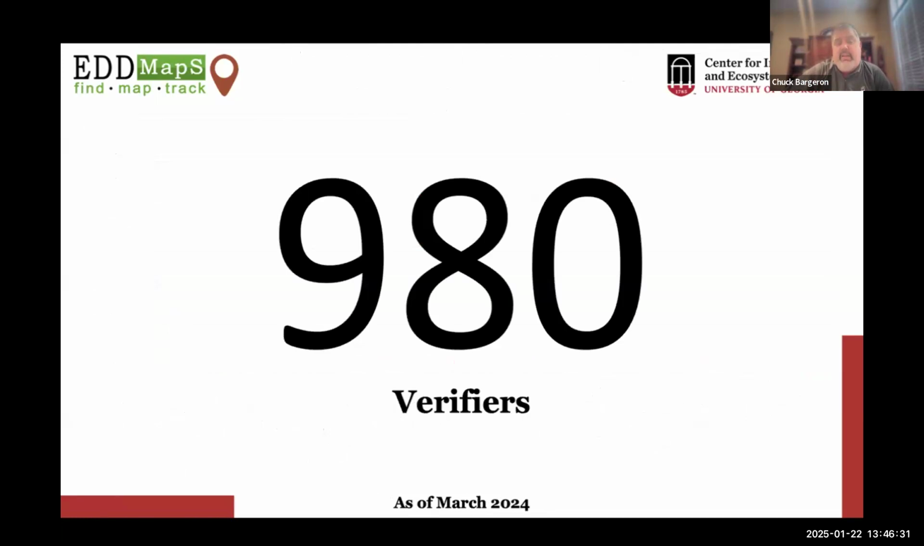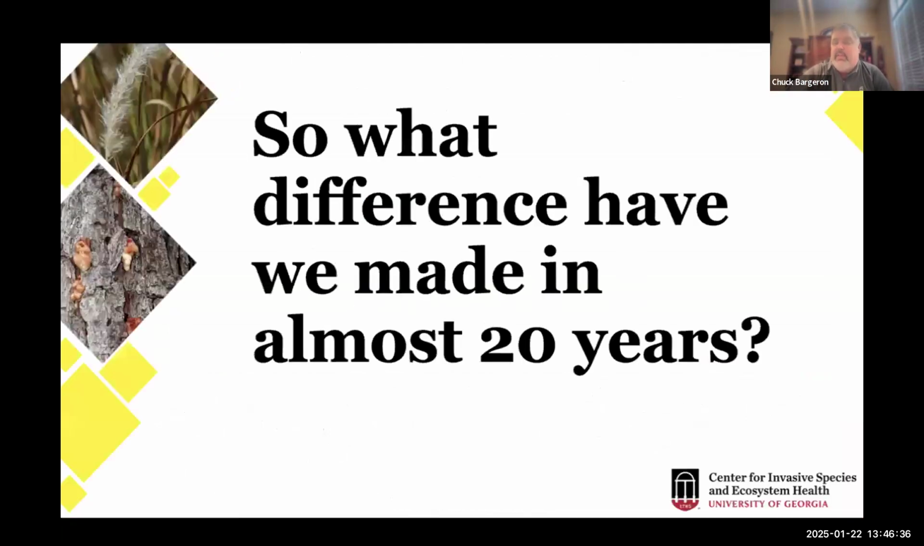We have a network of 980 verifiers. Some are obviously more active than others. So here's what I think is the cool part: what difference have we made, and what are you able to do with this data? I'm going to go through some species I chose. Some are more important to Florida, some are more just southeastern species, and most of these will have four-ish different maps.